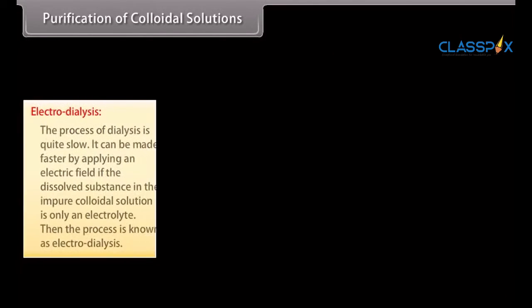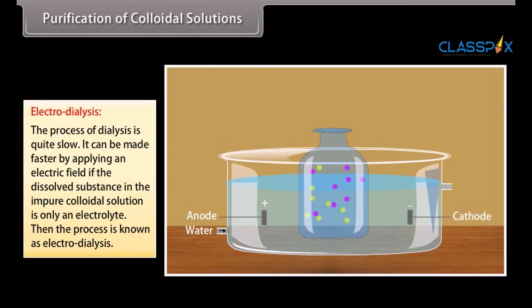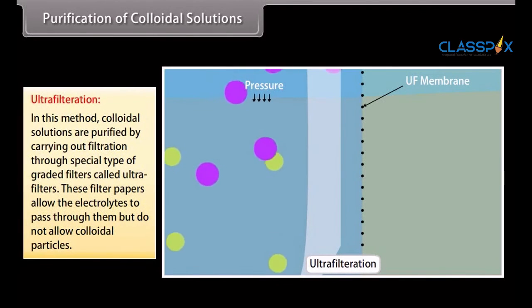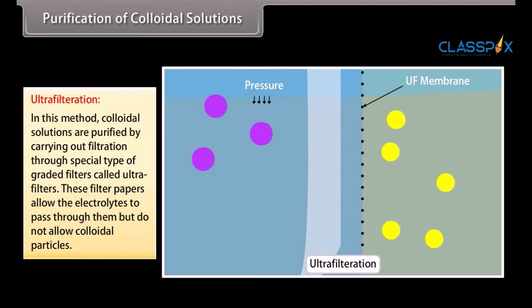Electrodialysis. The process of dialysis is quite slow. It can be made faster by applying an electric field if the dissolved substance in the impure colloidal solution is only an electrolyte. Then the process is known as electrodialysis. Ultrafiltration. In this method, colloidal solutions are purified by carrying out filtration through a special type of graded filters called ultrafilters. These filter papers allow the electrolytes to pass through them but do not allow colloidal particles.